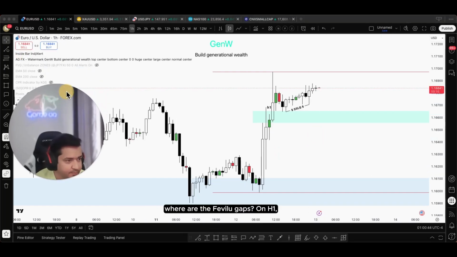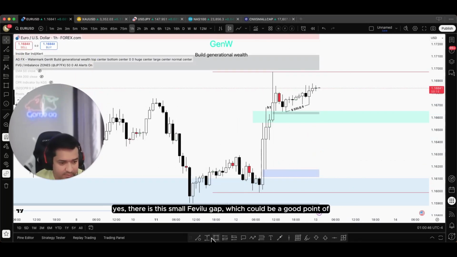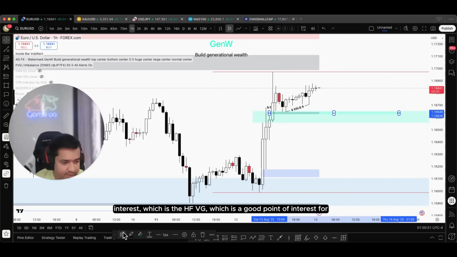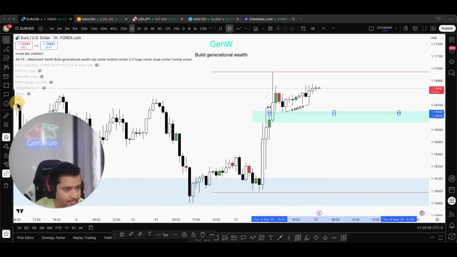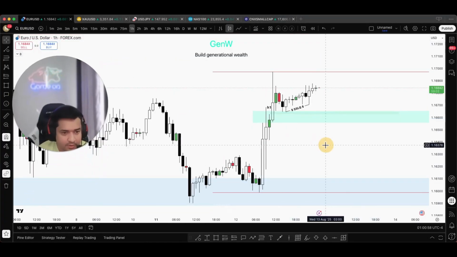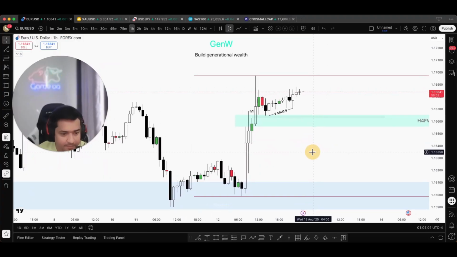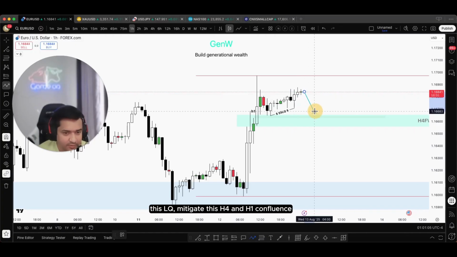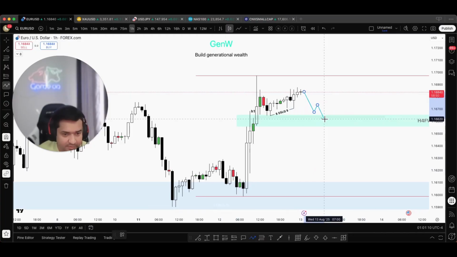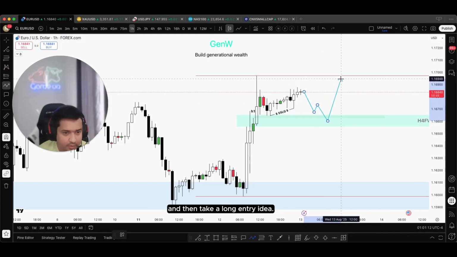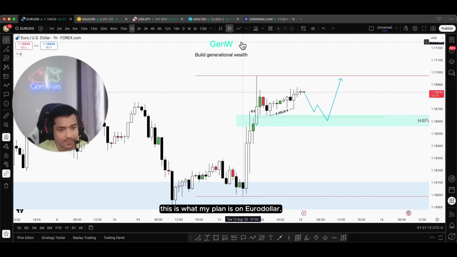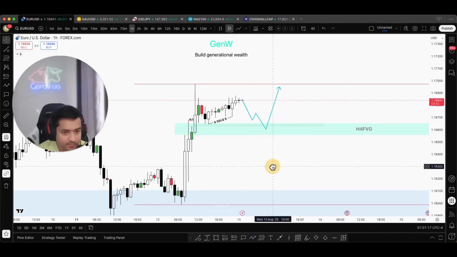Where are the fair value gaps on H1? Yes, there is this small fair value gap, which is a good point of interest for us to take a long position. So today what am I planning? I'm planning for London or New York to run over this SSLQ, mitigate this H4 and H1 confluence, and then take a long entry idea. This is what my plan is on EURUSD.